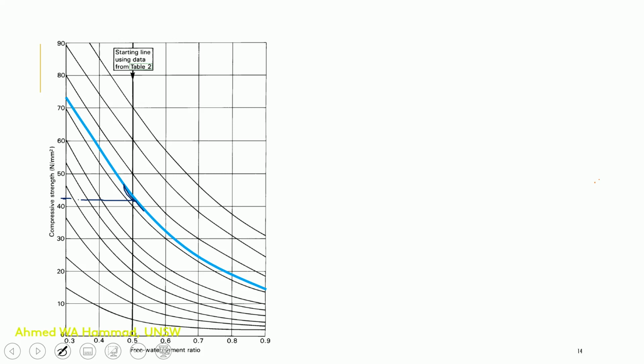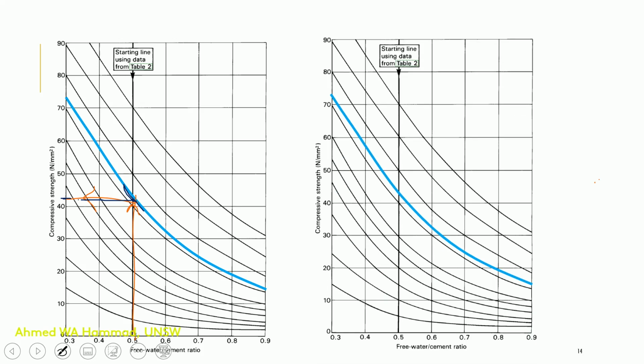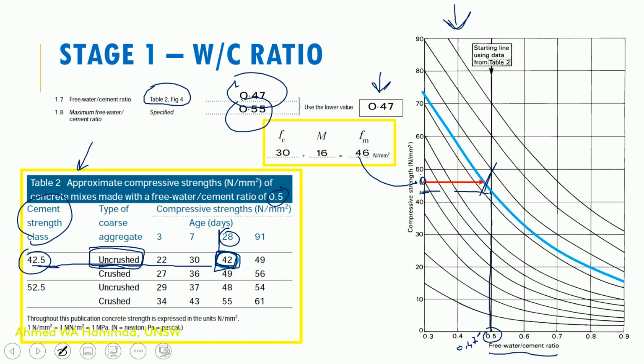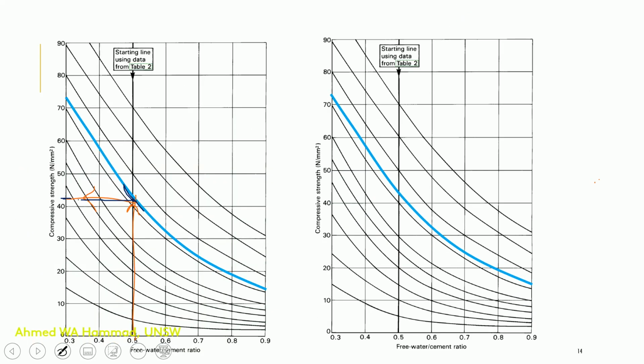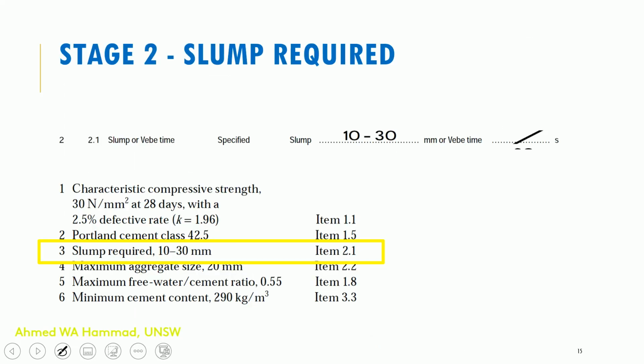And then I use that blue curve that I just drew, and what I do is I take my strength that's specified by the client. So I'm looking now at the y-axis, which was 46. So at 46 from the y-axis, that's where the compressive strength is. I go across, I hit the blue curve that I just drew, and then go down, and that's your free water to cement ratio, and it's 0.47 roughly. Okay, so that was stage 1.